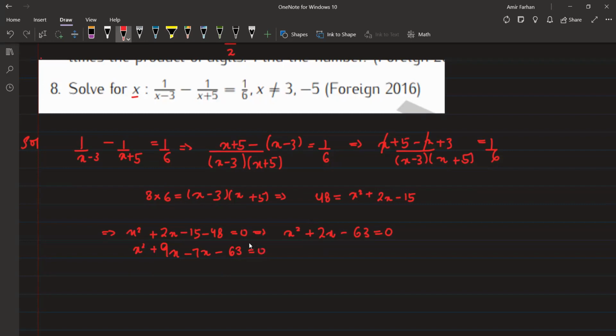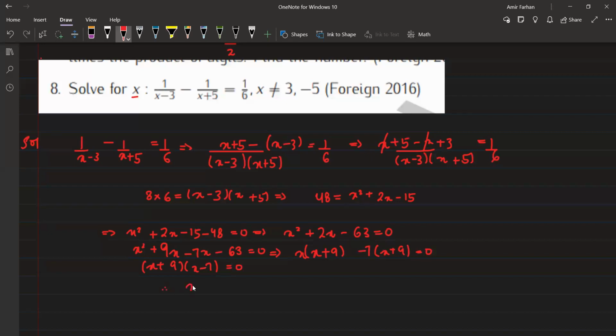Clear? So taking x as common, x plus 9 will be left and x plus 9 will be left here. So what you need to take common? Minus 7x, because minus 7x into 9, 7 into 9, it would be minus 63. Clear? So it would be (x plus 9)(x minus 7) is equal to 0.